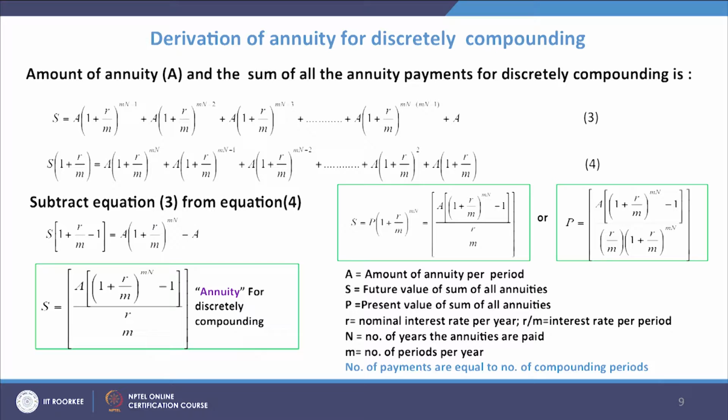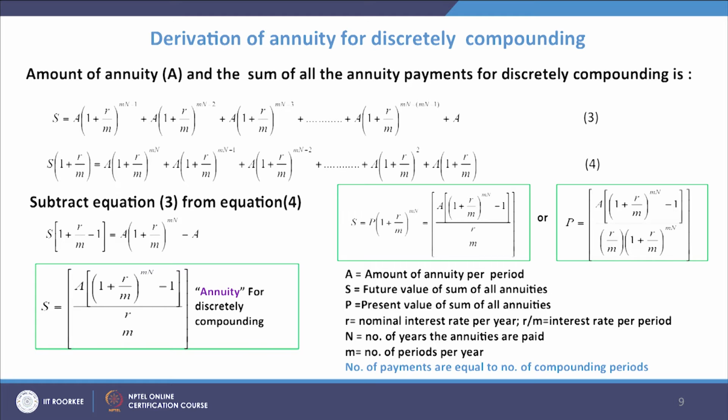Now, if we go for the derivation of annuity for discretely compounding, the amount of annuity is A and the sum of all annuity payments for discretely compounding is S is equal to A(1 plus R divided by M)^(mn minus 1) plus A(1 plus R divided by M)^(mn minus 2), so on and so forth up to A. In the similar manner, we multiply S with 1 plus R by M on left hand side and right hand side, and then equation 3 and 4 is formed.